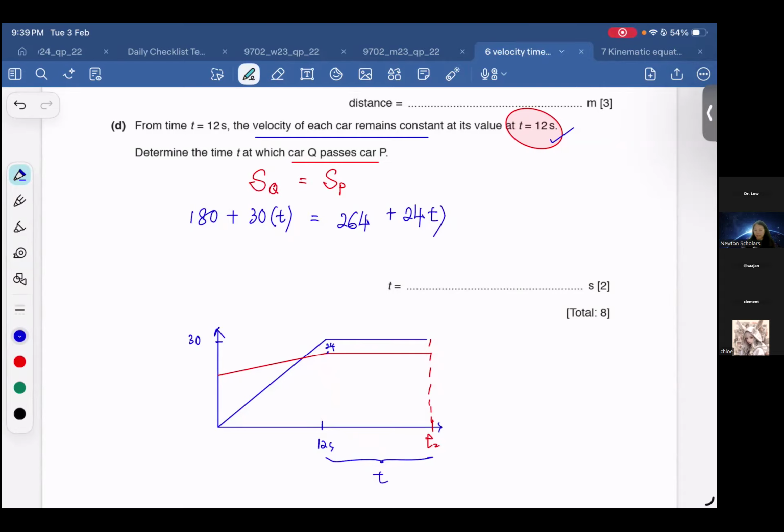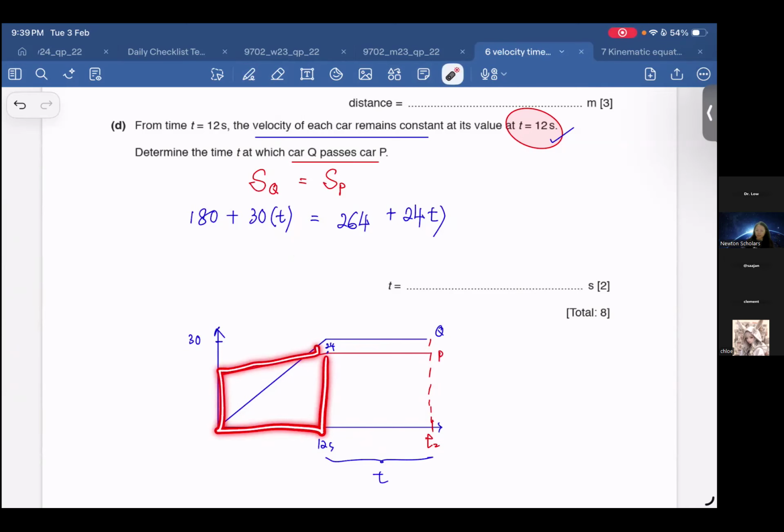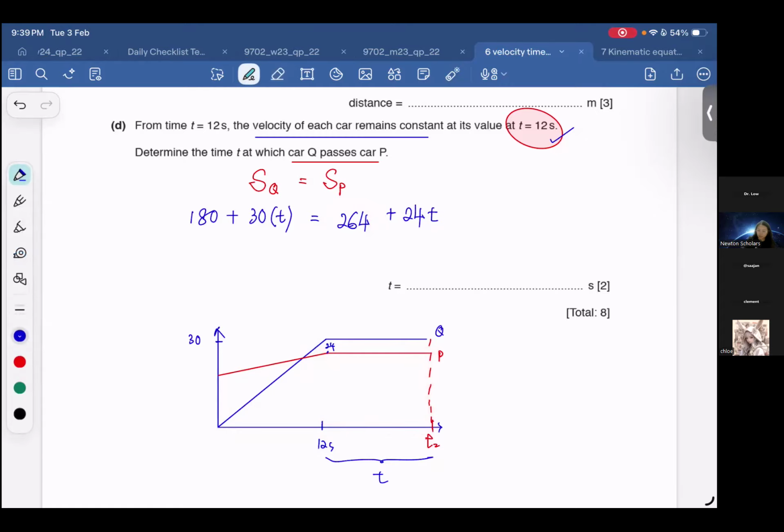After that, this one is P, the red color is P, so let me label it. The blue color is Q. For P, the front part here we already calculated as 264. Then behind here is 24 times t. If you do everything correctly, then your time here you will get how many? Is it 14 seconds? Okay, determine the time.